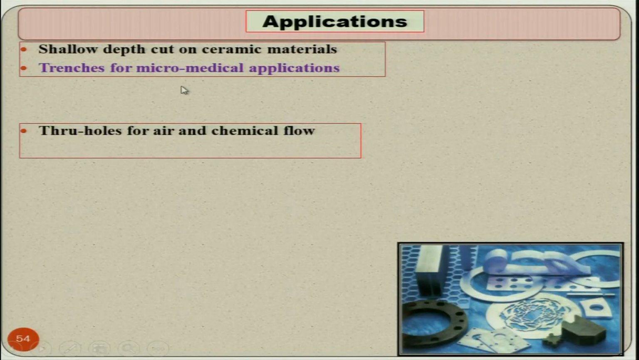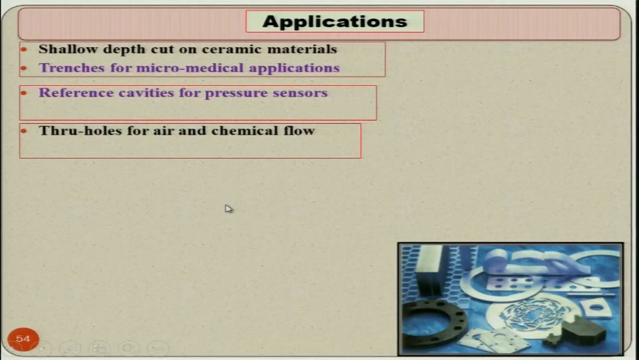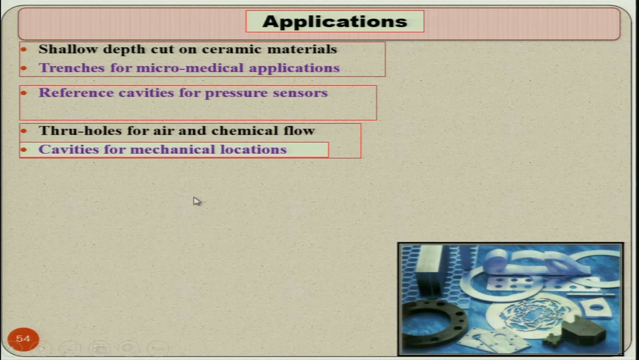Another thing is trenches for micromedical applications can be easily made with this particular process. They can be micro in size or macro in size. Both types of trenches can be made for micromedical applications. Reference cavities for pressure sensors can be made again in terms of micro sizes. Then you have through holes for air and chemical flow.